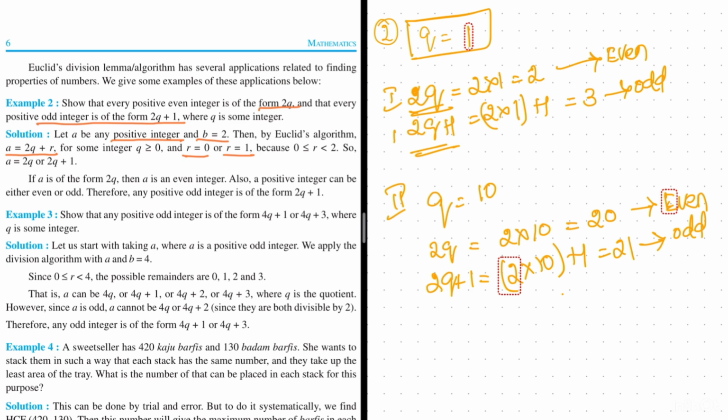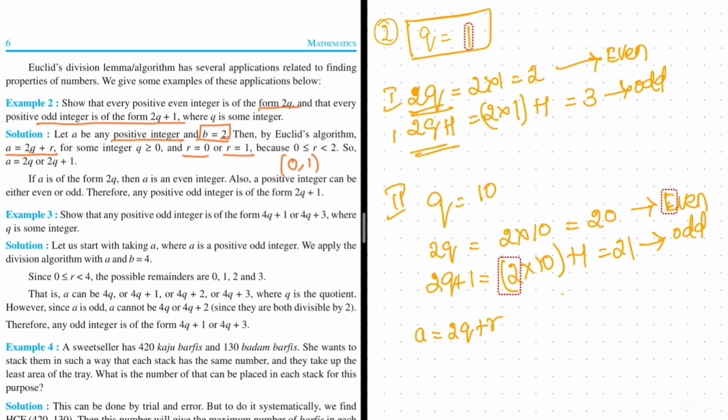So if we are considering b to be 2, r can be between 0 and 1, that's all. R can have values 0 and 1, only two values, because r should be less than 2. So these two values are applicable for r. When we apply this r here, we will have 2q here. When r is 1, then this is 2q plus 1. So when the remainder is 1, it is an odd integer.